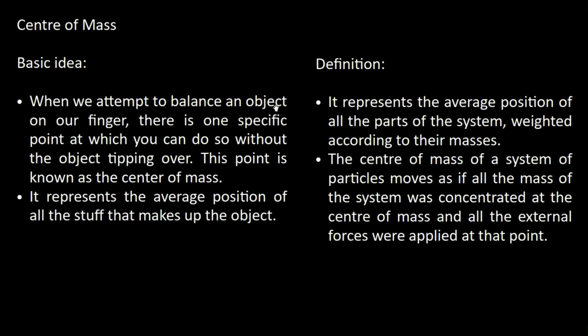When we attempt to balance an object, say on a fingertip, there's one specific point at which you can do so without the object tipping over. This point is known as center of mass. It represents the average position of all the stuff that makes up the object. So this very definition is your formula. That's it. That single line is the basic thing about center of mass.